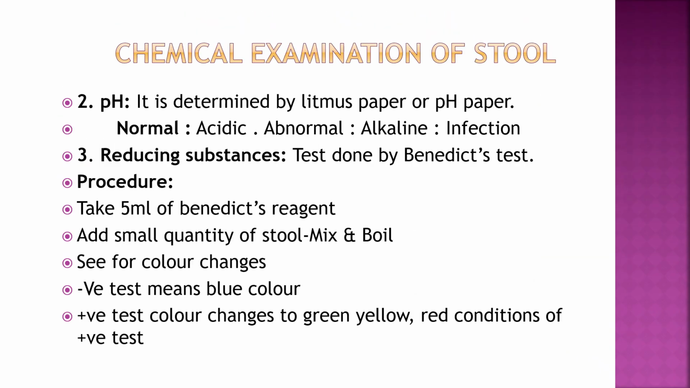The second test is pH, which is done by pH paper. Normally stool is acidic, and if alkaline, it means a bacillary infection is there. The third test is reducing substance, which is done by Benedict's test as we do for urine, and it is seen for lactose intolerance in newborn babies. Same way, you have to take Benedict's reagent, add the stool sample, mix and boil and see for color changes. If the color changes from green to yellow to red, then it is a positive test. It is positive in lactose intolerance in babies.